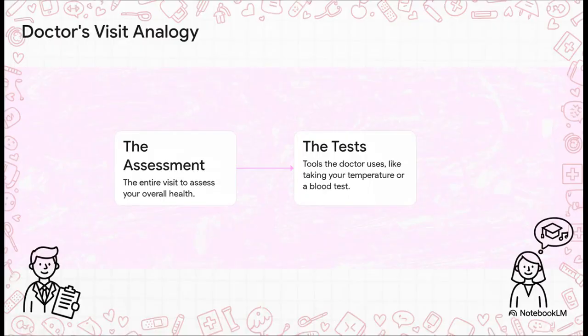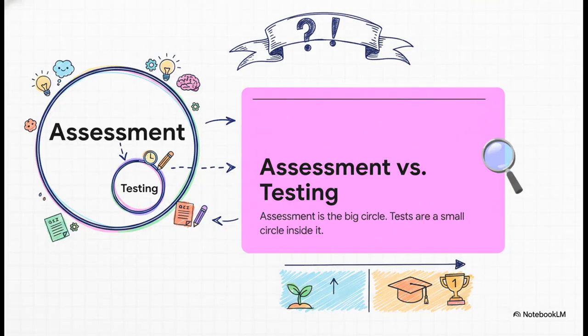A really great way to think about this is a visit to the doctor. The whole visit, from the moment you walk in and describe your symptoms to the final diagnosis, that whole thing is the assessment of your health. Now, the specific things the doctor does, like taking your temperature or running a blood test, those are the tests. They're just tools to inform that bigger assessment. See the difference? So the takeaway here is simple. Assessment is the big circle. It includes everything: homework, class participation, projects, you name it. And tests, they're just one small circle inside of that much, much bigger one.